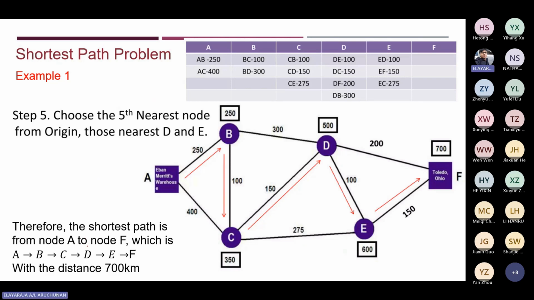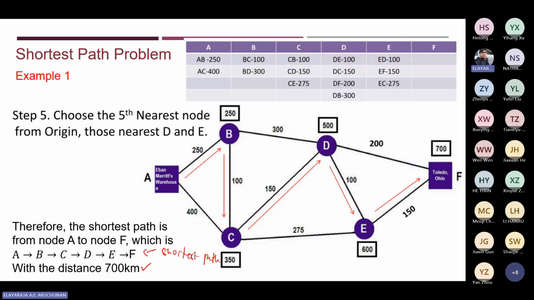We write the path as follows. The shortest path is from node A to node F. This can be represented by the arrows A to B, B to C, C to D, D to E, and E to F. So this is your shortest path, with a distance of about 700 kilometers.